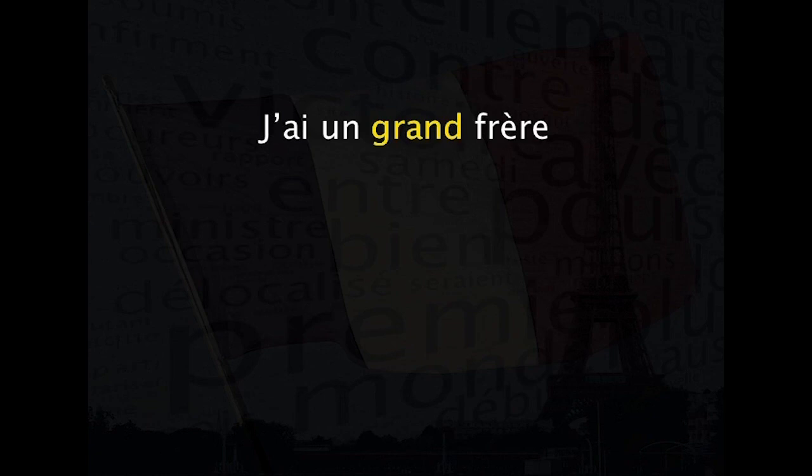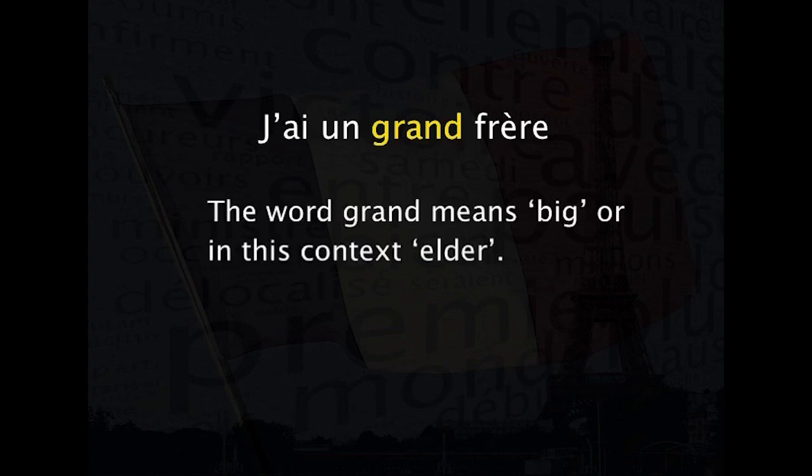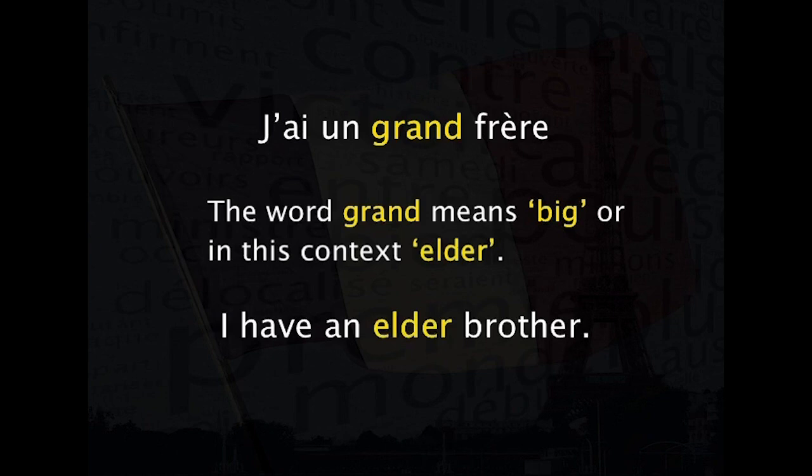Now let's insert a qualifying adjective in this sentence. J'ai un grand frère. The word grand means big, or in this context, elder. The whole sentence would thus mean I have an elder brother. So what is the function of the qualifying adjective in the sentence?